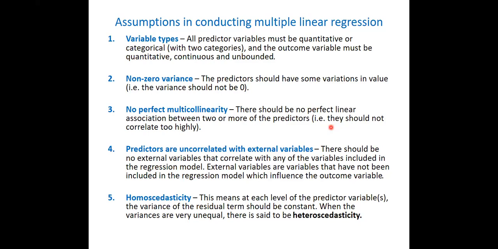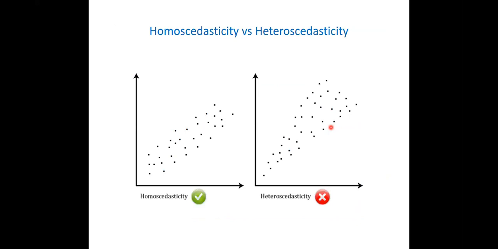Predictors are uncorrelated with external variables. This one is a very funny one, because what it really means is that there are some variables you have not included, variables that are not in your study, and they must not correlate with your predictors. But most of the time, that assumption is violated. I think it is so important that I put it here.